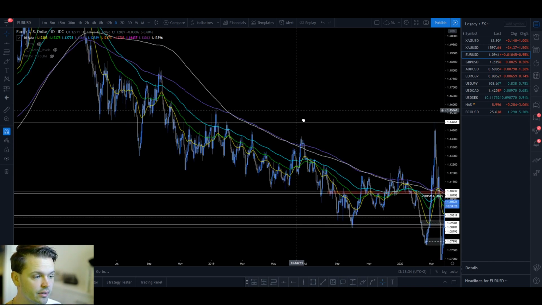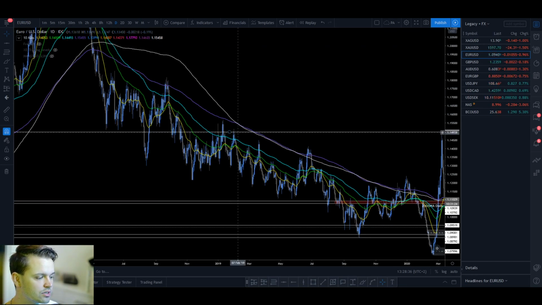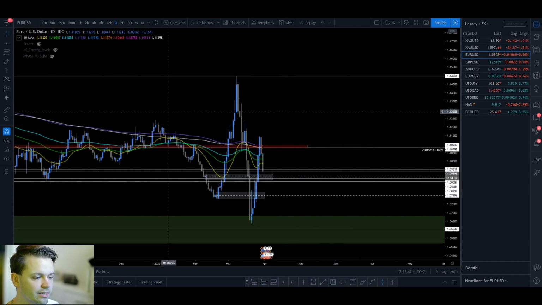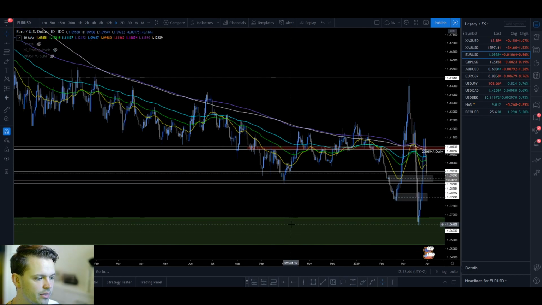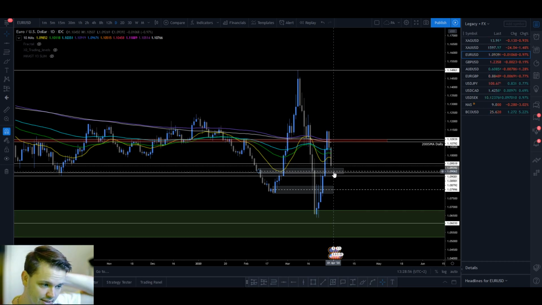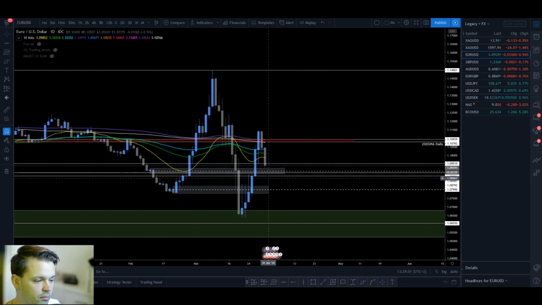Alright, so sorry about that. I like to use the 200 simple moving average on the daily to judge the overall trend, right? And right now we are trading below it, so I think the overall trend is down, obviously. But I'm still interested in this setup, this long right here, or a short, depending on if we bounce or if we fail to hold that area.